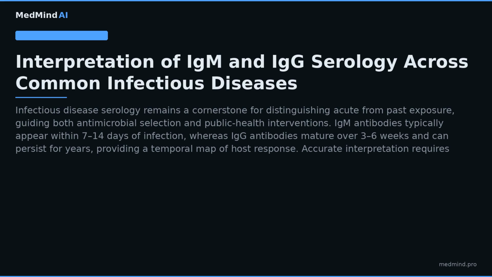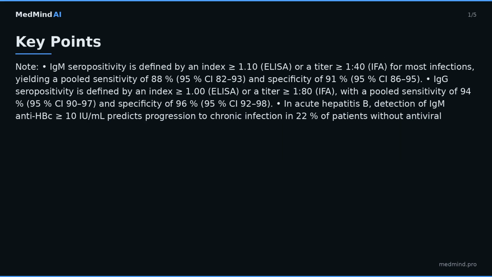Early, guideline-directed therapy, such as doxycycline for early Lyme disease or tenofovir for acute hepatitis B, reduces morbidity, prevents chronic sequelae, and curtails transmission. Key points.